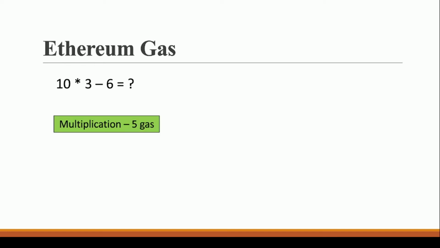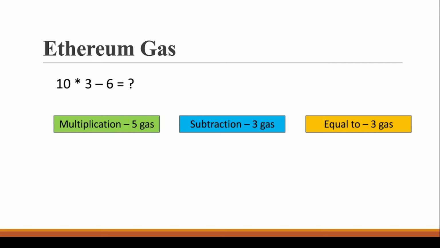So, for example, if you are doing a multiplication operation, then you require 5 amount of gas. For the subtraction operator that you are seeing, this requires 3 amount of gas. And this equal to operator requires 3 amount of gas. So running this code is like running a car. In order to run this code, you will require this amount of gas so that you can run this expression.